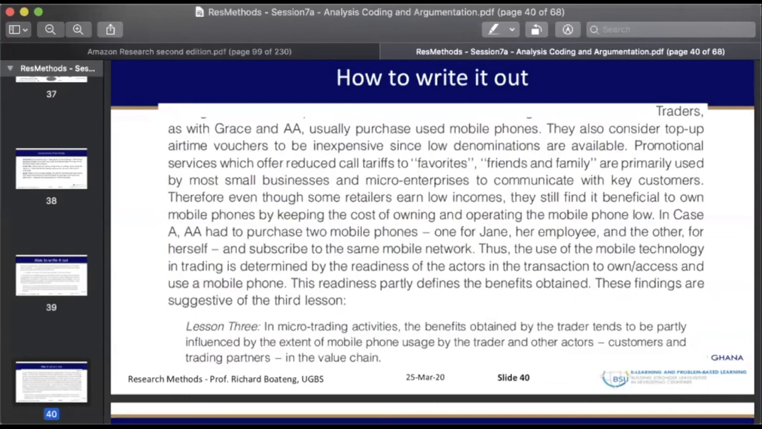Your ability to gain benefits from the mobile phone is related to your extent of readiness to use the mobile phone in your business and then the extent of readiness of your customers to use the mobile phone in their business. That's all he's just trying to say.